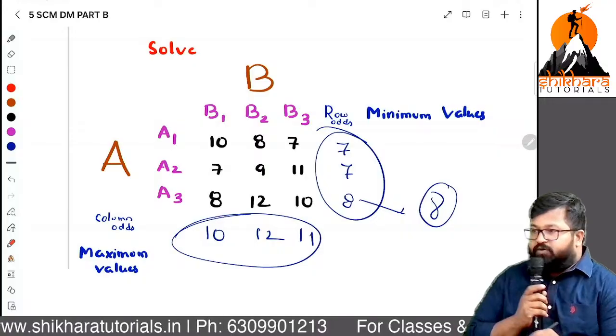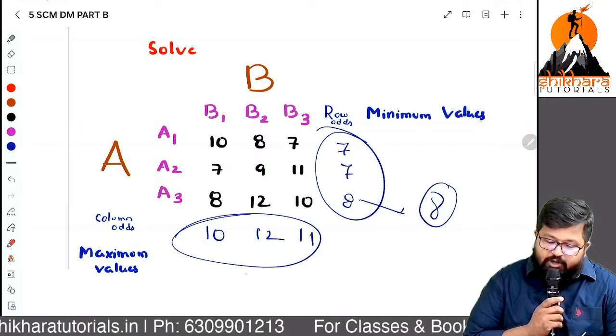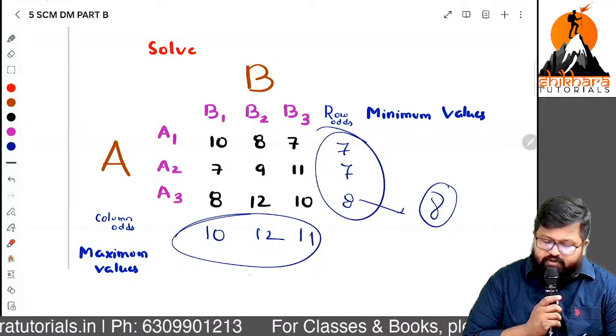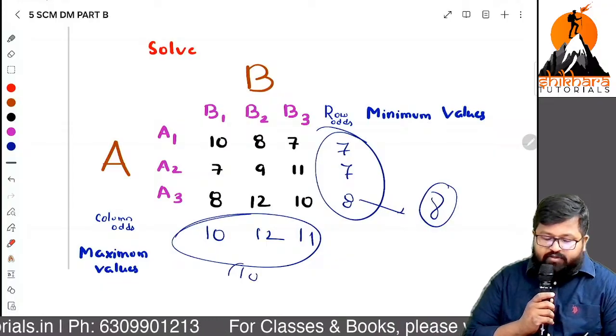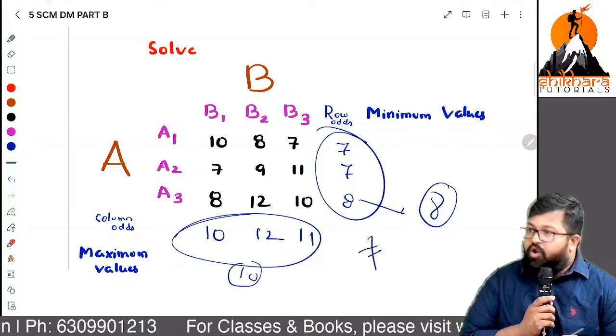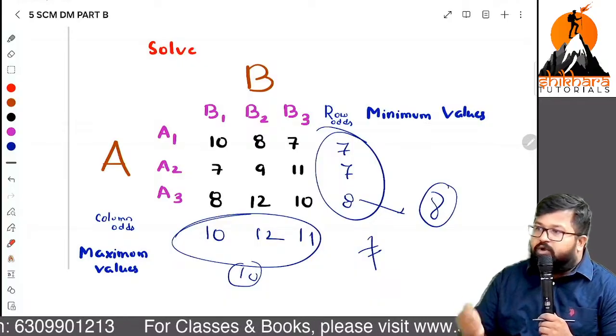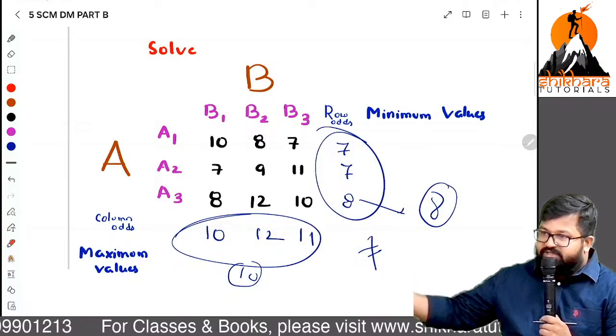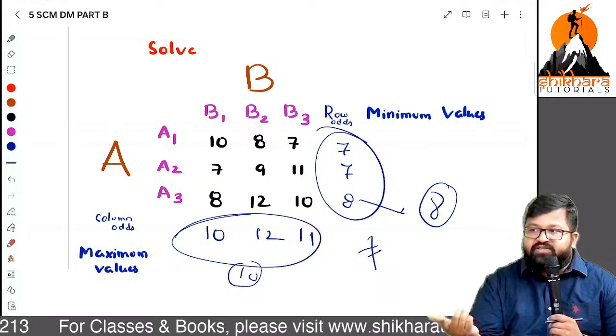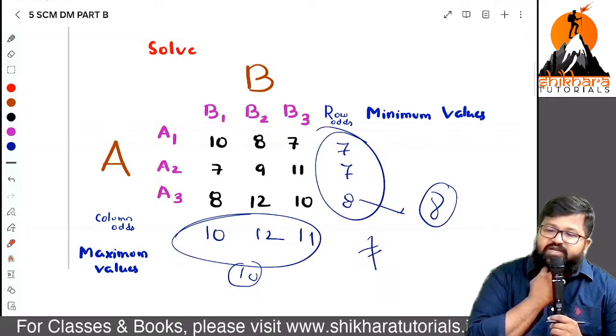And of these points, I have to take the minimum value. What is the minimum value? 10. Sorry, 10. So is this equal? Not equal. Minimax is not equal to maximin. So in this case, is there a saddle point? No saddle point. Then which strategies will come into the picture? Mixed strategies. What are the mixed strategies?